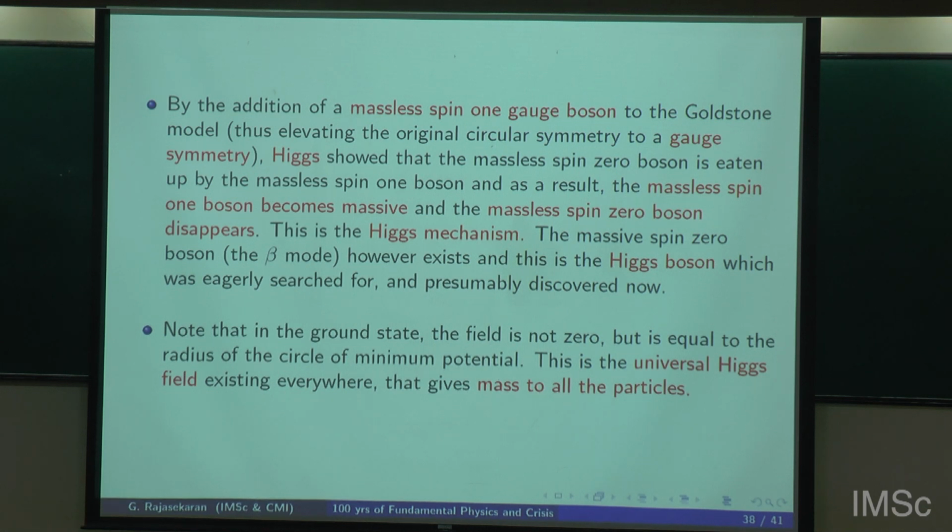The massive spin zero boson, the beta mode, however, exists, and this is the Higgs boson, which was searched for and finally found. Note that in the ground state, the field is not zero, but equal to the radius of the circle of minimum potential. This is the universal Higgs field existing everywhere that gives masses to all the particles, electrons, quarks, and so on, except for the neutrino.